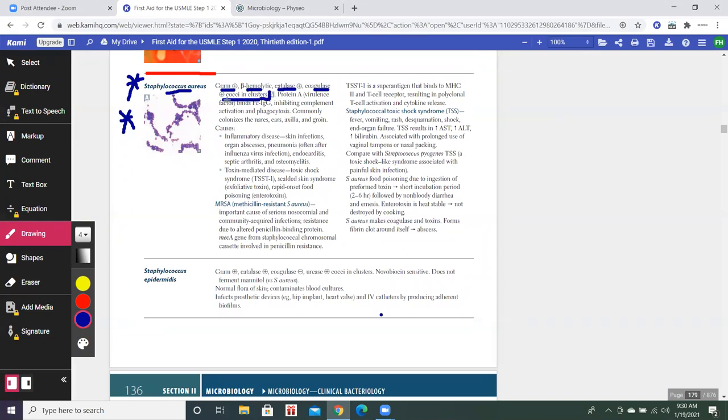So that's how they will describe the organism: gram-positive, beta-hemolytic, catalase-positive, coagulase-positive, that's that. Protein A will bind to the Fc region of immunoglobulin G and inhibit the complement activation and phagocytosis. We know that this is the virulence factor. We talked about this yesterday, that protein A will prevent phagocytosis. This is extremely high yield.